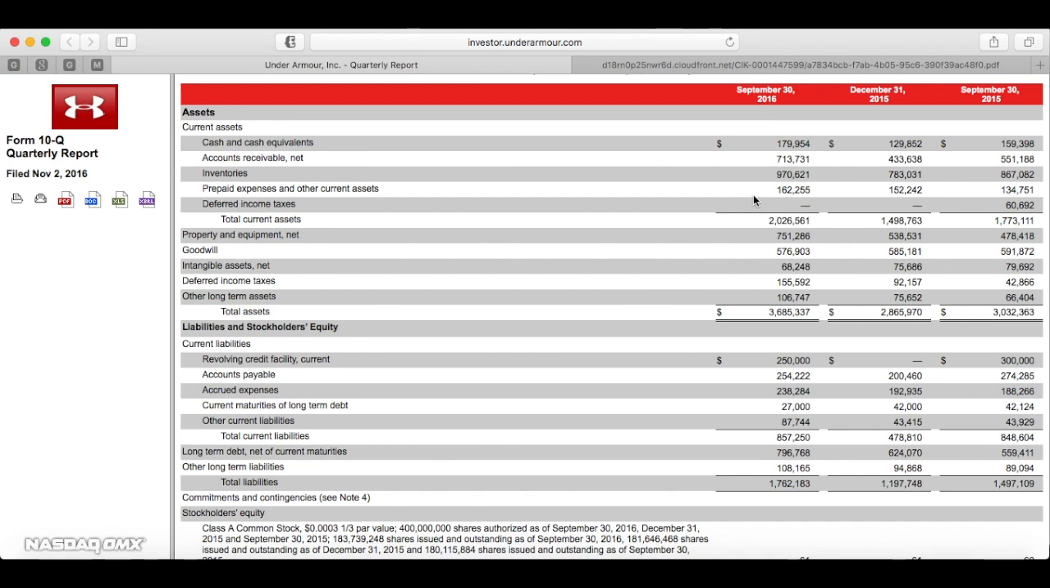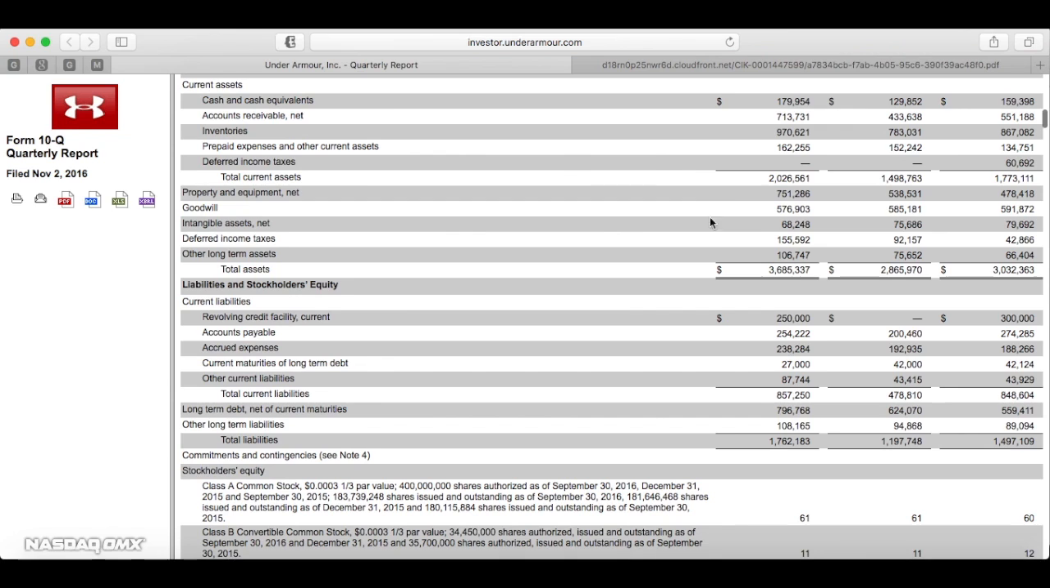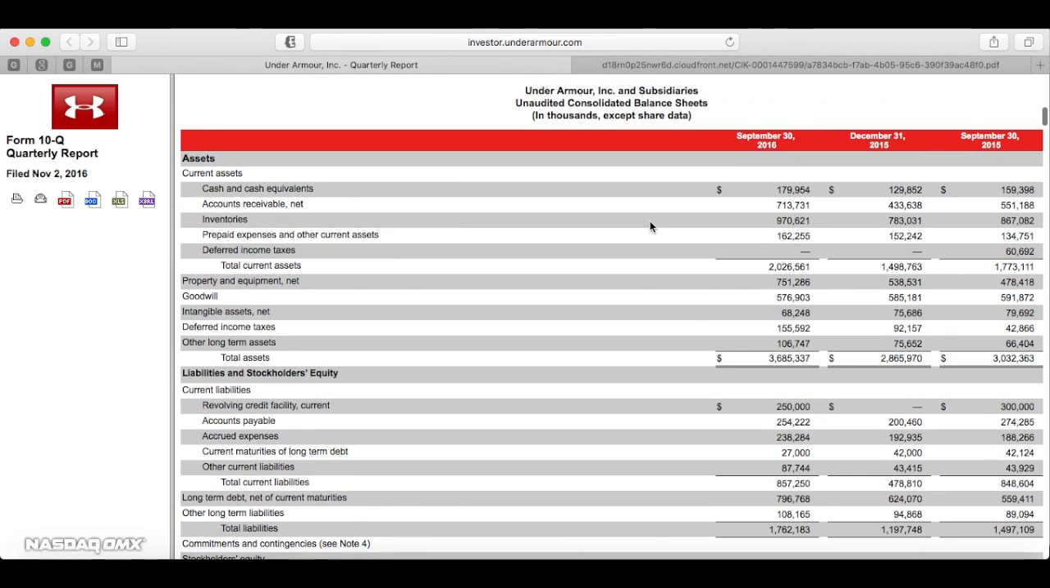Typically, this is not something that, notice that it's been relatively stable here with Under Armour. They might prepay expenses for a number of different reasons, probably to save a little bit of money and for accounting purposes, but usually not something you're analyzing too closely.